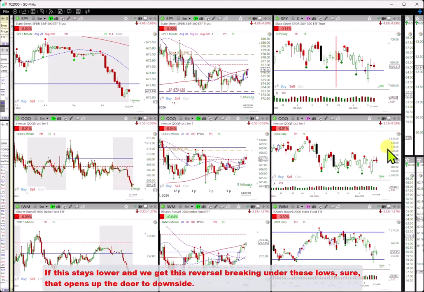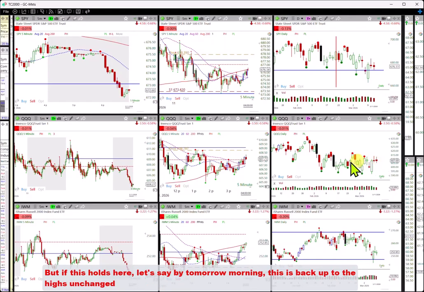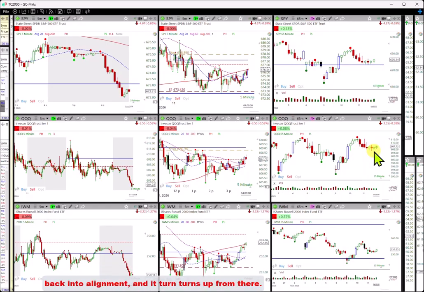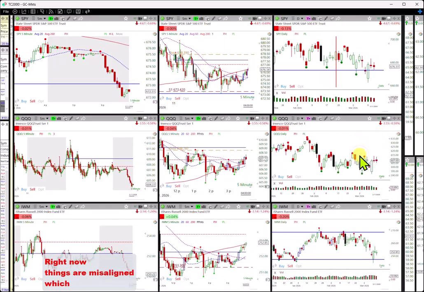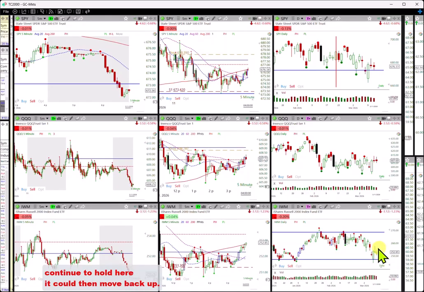If this stays lower and we get this reversal breaking under these lows, sure, that opens up the door to downside. But if this holds here, let's say by tomorrow morning, this is back up to the highs, unchanged, and it's going sideways. Well, that 65-minute time frame that we just looked at, let's go back to it, begins to come back into alignment, and it turns up from there. Right now, things are missing, which leads to confusion in multiple time frames. The big move up, downtrend, on support. If this can continue to hold here, it could then move back up.